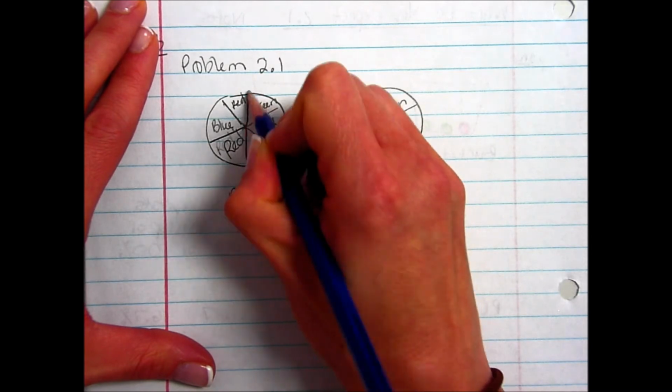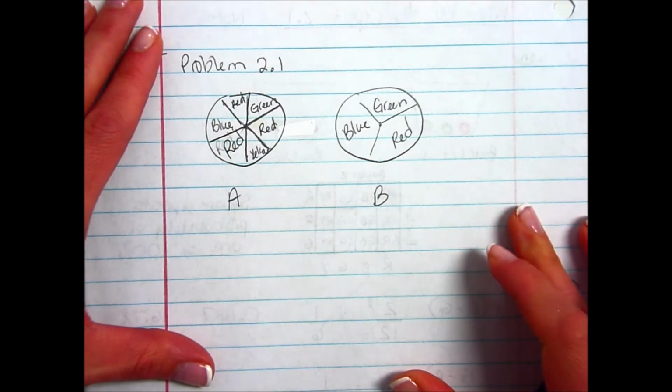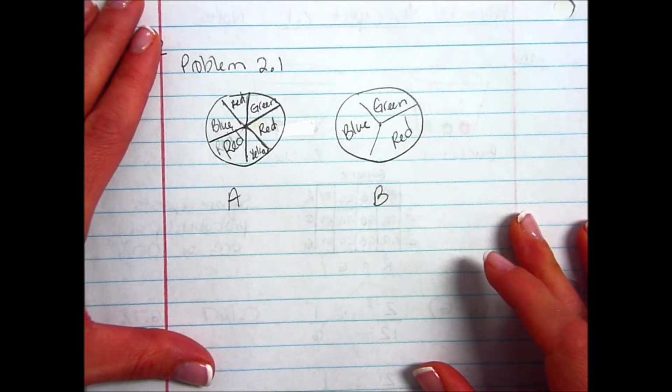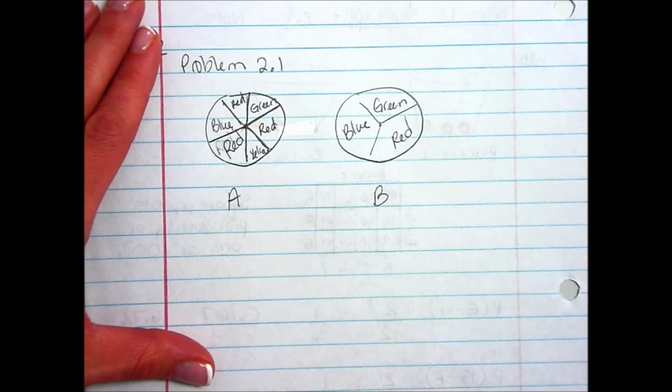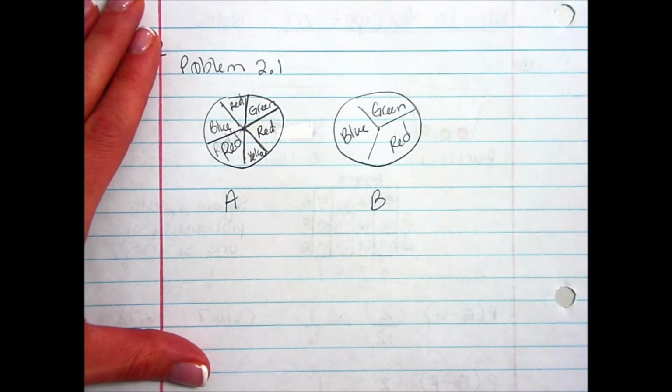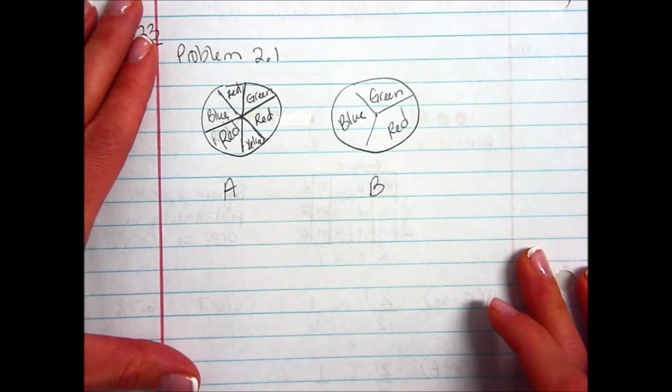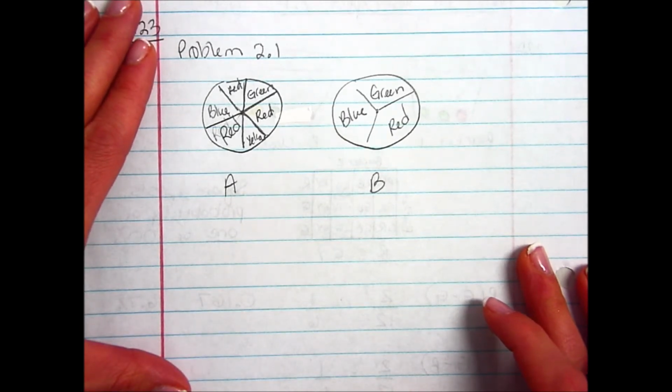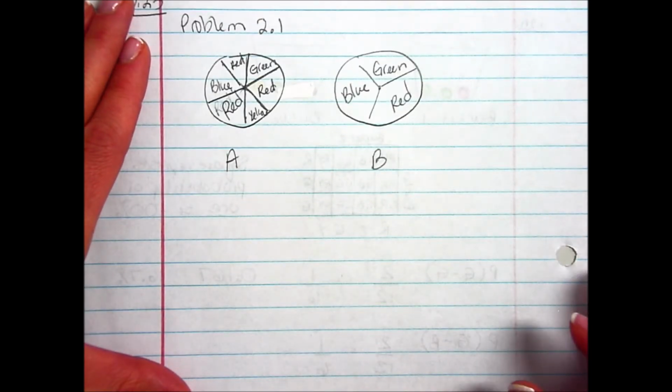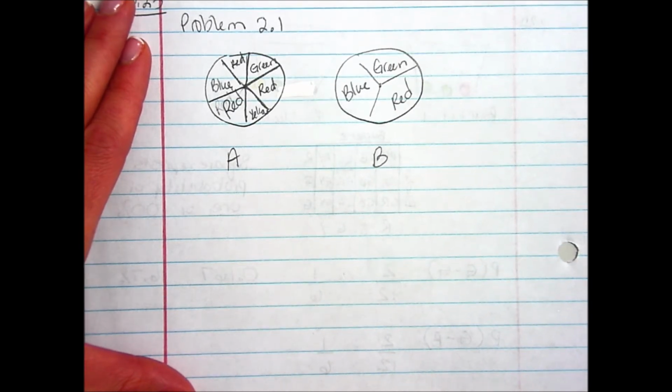Okay, so we get 1 spin on each spinner, and to win the game we have to make purple. So we're going to find the probability of winning in a minute. But first let's look at our possible outcomes. If you like to do the tree, go ahead and do that. If not, if you like the diagram, then you can use that, the one we just learned.